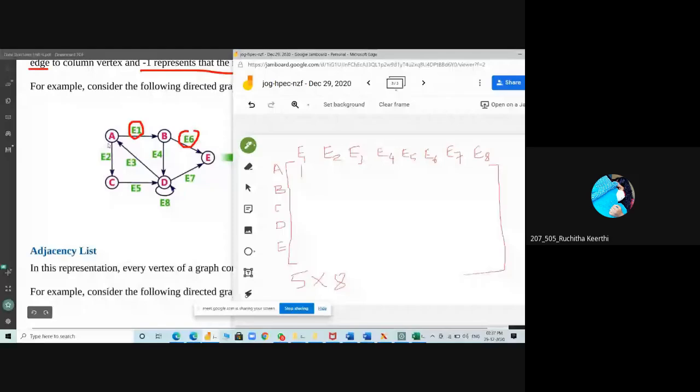Now A to E2. Is E2 there for A? Yes, sir. If it is there, then you need to check whether it is incoming or outgoing. Outgoing, sir. If it is outgoing, what should we write here? 1. Now A to E3.